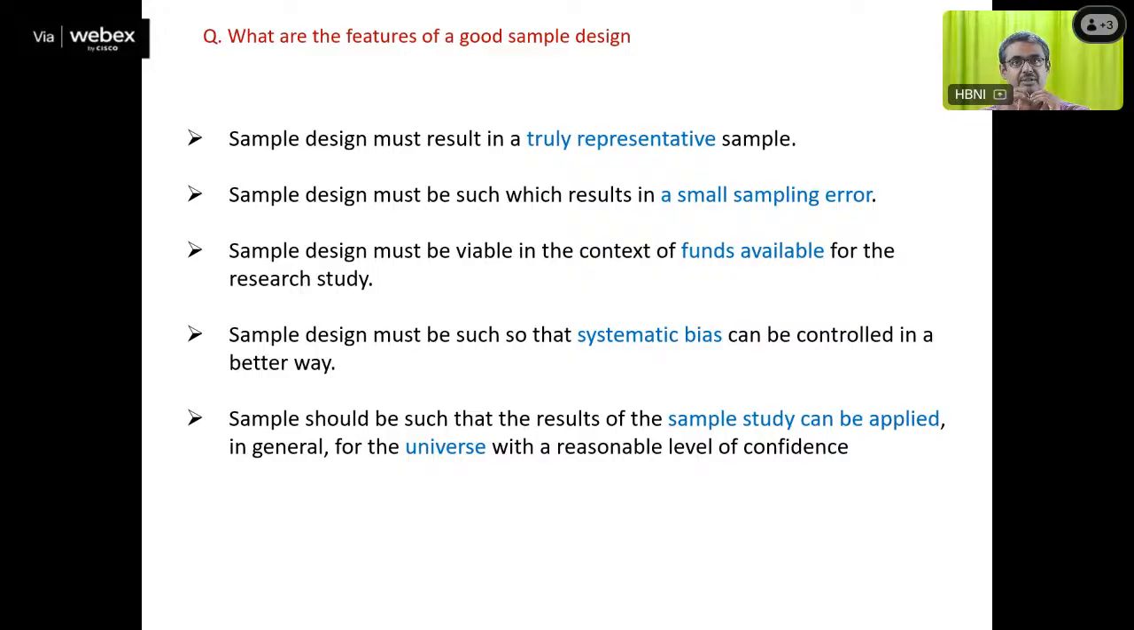Sample design must be such that it results in small sampling error. Okay, it depends upon the funds available. So the sample should be appropriate to your funds available. It should be free of systematic bias. Okay, and the results of the sample can be applied in general to the entire universe. So these are the features of a good sampling design. That is, the sample is not too small, so that it does not represent the entire universe, or very large, so that you take excessive time. So the sample size should be appropriate, so that it is a truly representative sample.